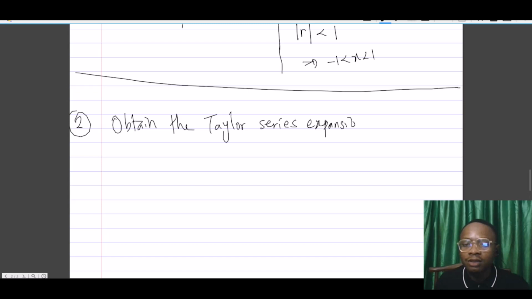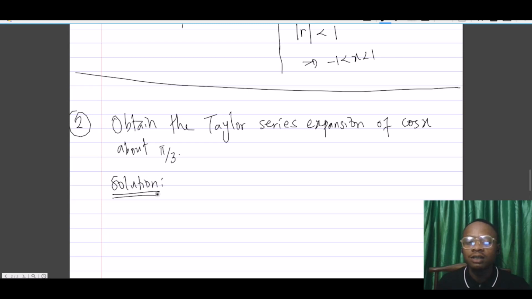Obtain the Taylor series expansion of cos x about pi over 3. So about the point pi over 3. Solution. So we already know that this is a Taylor series about x equal to pi over 3. If it was about 0, that's a Maclaurin series.